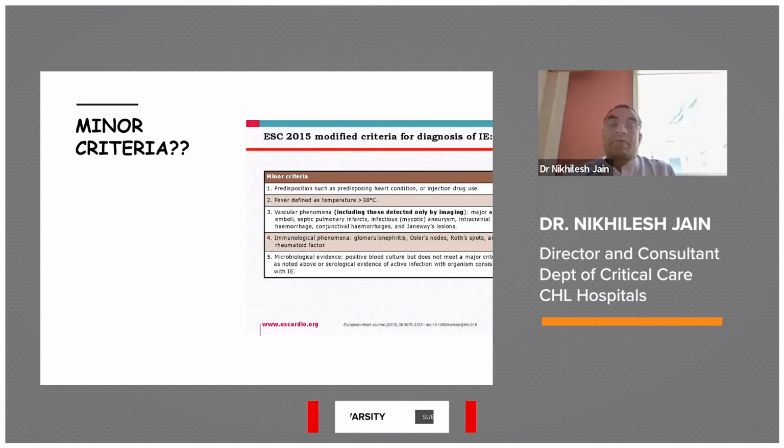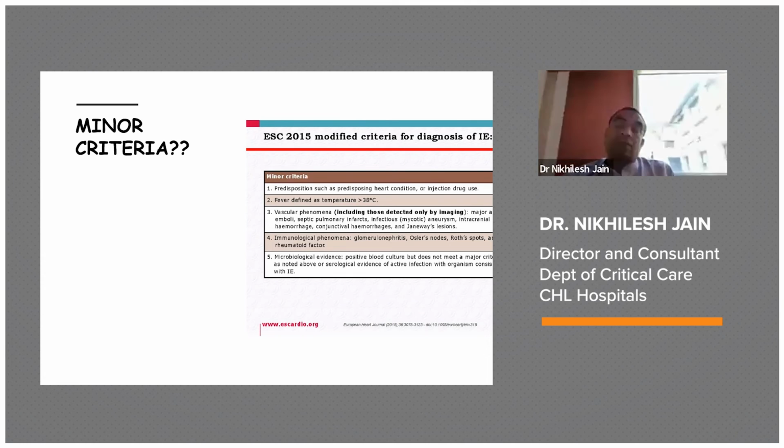So what were the modified criteria for the diagnosis of infective endocarditis? These are the minor criteria: predisposition such as a predisposing heart condition or injectable drug use; fever, defined as a temperature more than or equal to 38 degrees centigrade; vascular phenomena, including those detected only by imaging: major arterial emboli, septic pulmonary infarcts, infectious mycotic aneurysm, intracranial hemorrhage, conjunctival hemorrhages, and Janeway spots. Immunological phenomena such as glomerulonephritis, Osler's nodes, Roth spots, and rheumatoid factor. And microbiological evidence in the form of a positive blood culture that does not meet a major criterion as noted above, or serological evidence of active infection with an organism consistent with infective endocarditis.